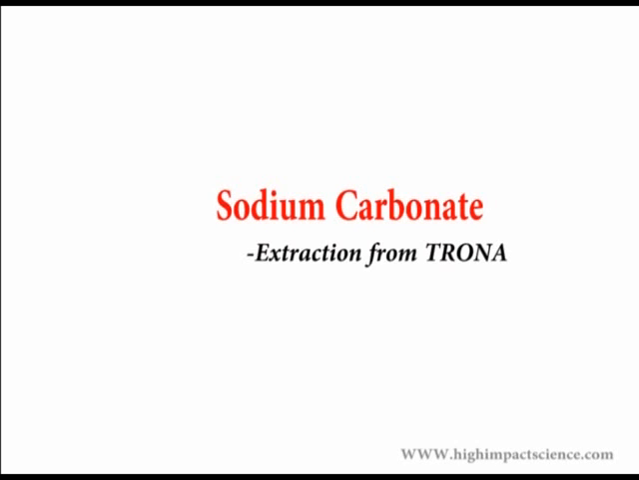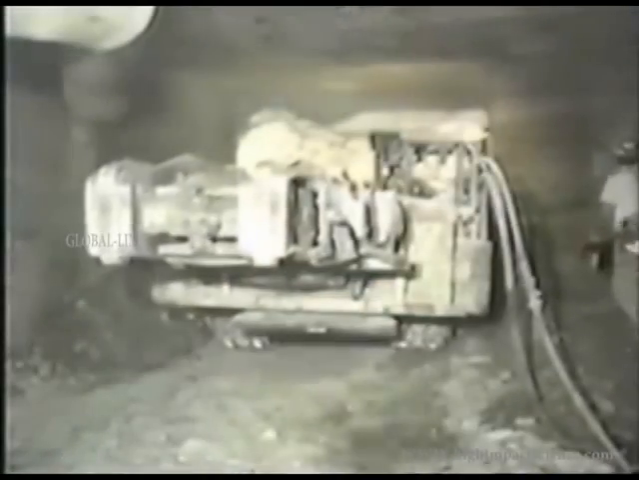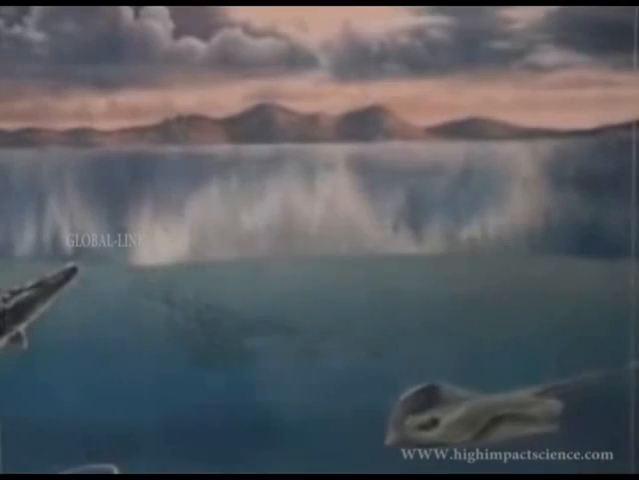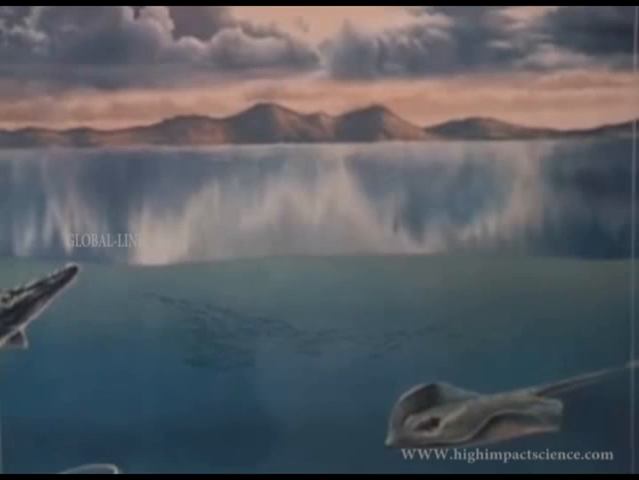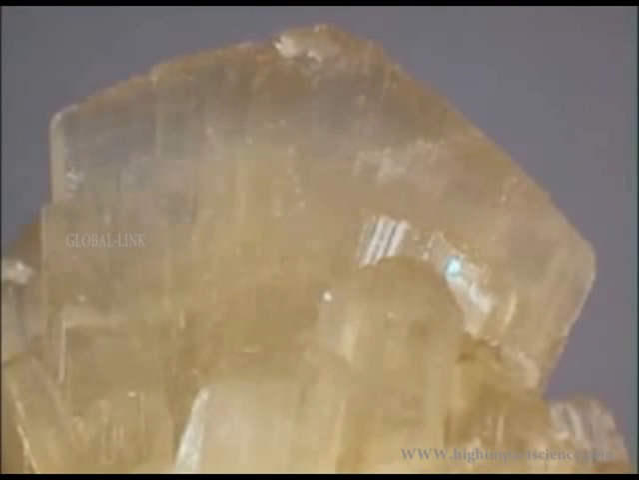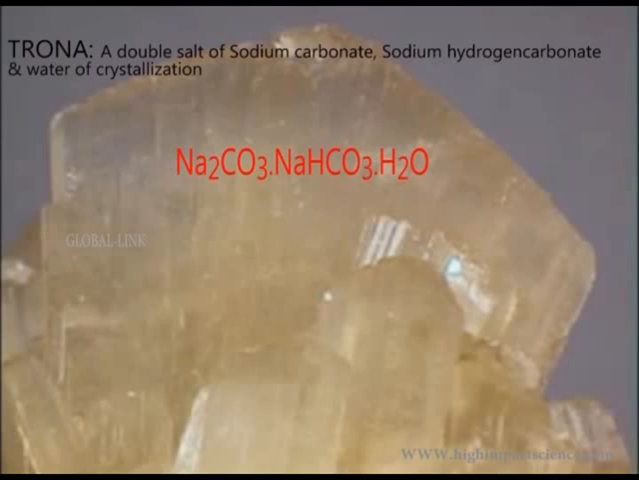Extraction from trona. Trona occurs naturally in some regions of the world. But what is trona? Many million years ago, erupting volcanoes of the Great Basin regions deposited ash into huge lakes in various parts of the world. That sodium-rich ash mixed with the lake's carbon dioxide from decaying plant material and other minerals to form trona. Trona is a double salt containing sodium carbonate, sodium hydrogen carbonate, and water of crystallization.